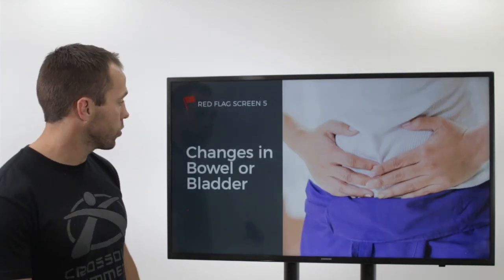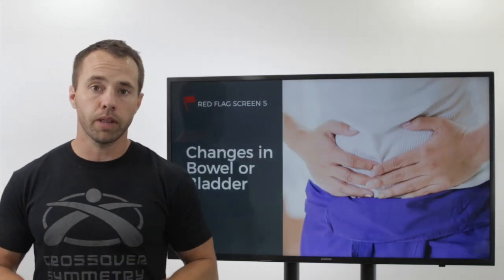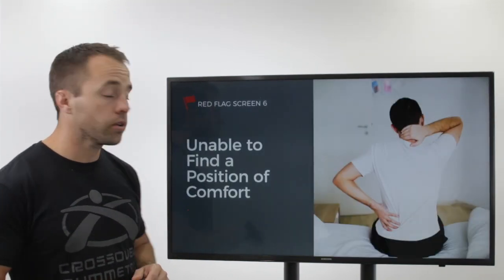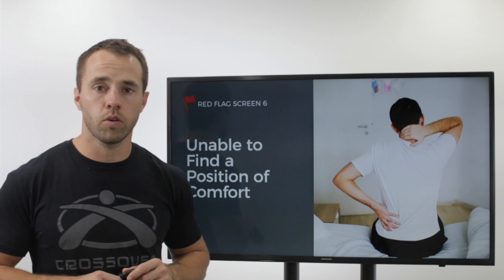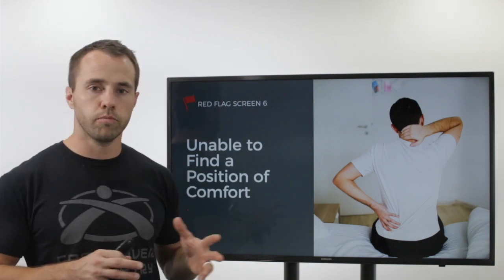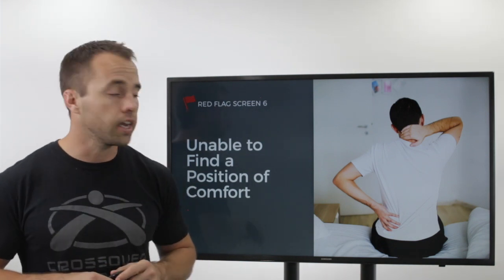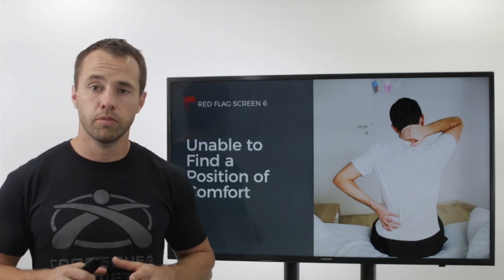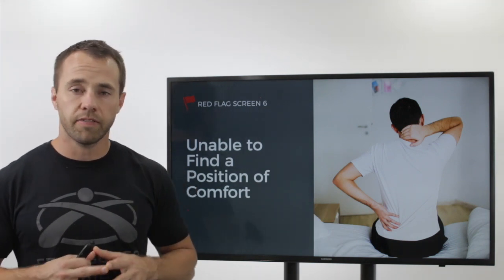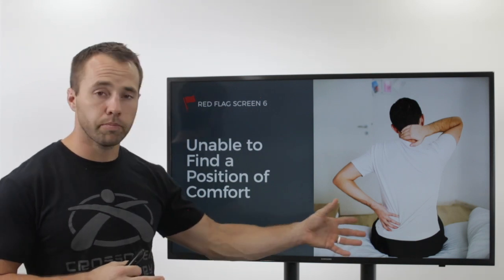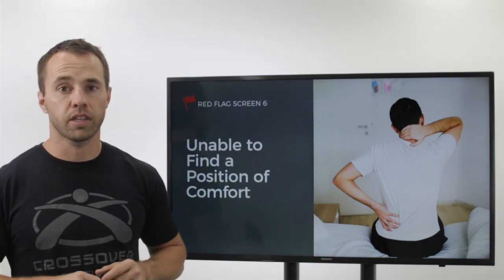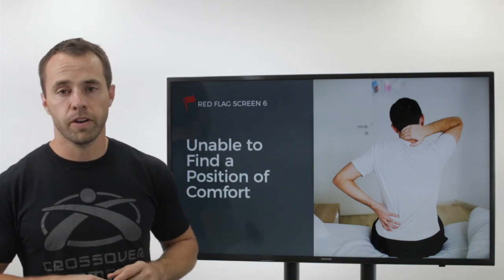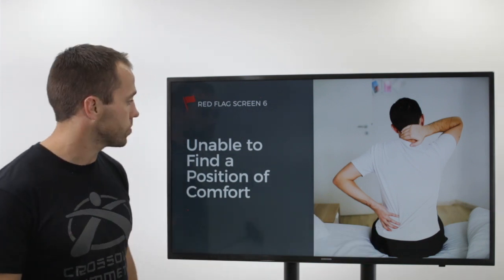Moving forward, we're looking for any sort of changes in bowel or bladder function. And then red flag 6, unable to find a position of comfort. So no matter what you do, any sort of movement is uncomfortable. And look at things like laying down to go to sleep. You may find some discomfort in certain positions, but if you can't move around and find something that's comfortable for that, if you're losing sleep, I would see a medical professional for further evaluation.